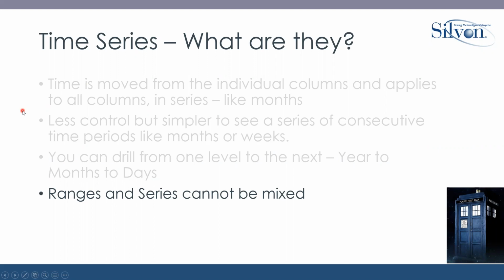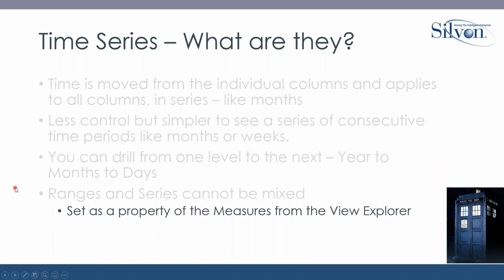An important concept: ranges and series cannot be mixed. So if you're using time ranges, you get time ranges. If you're using time series, you use time series. A view cannot have both things in the same view. And this ranges or no ranges, which implies series, is set as a property in the measures in View Explorer.